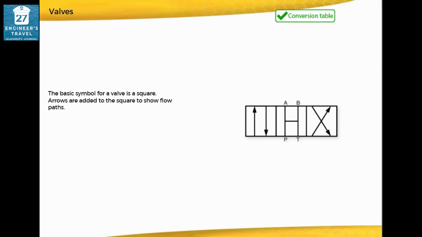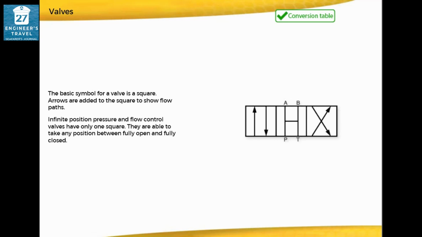The basic symbol for a valve is a square. Arrows are added to the square to show flow paths. Infinite position pressure and flow control valves have only one square. They are able to take any position between fully open and fully closed.